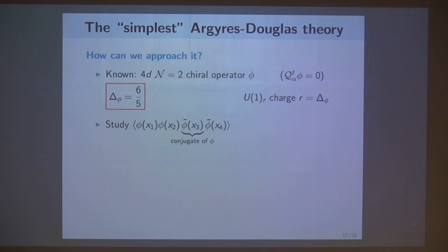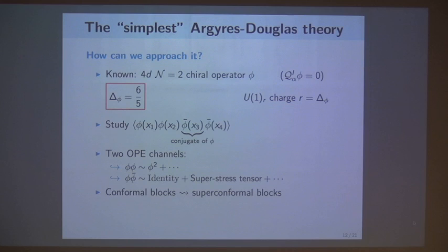To set it up, we will now have two different OPE channels. We can take the OPE between these two, like that, or between the operator and its conjugate. This is the channel where we will see the identity and the superstress tensor multiplet being exchanged. The only thing we need to do to apply the bootstrap machinery is go from conformal blocks to superconformal blocks, but they were already computed. They're actually only relevant in this particular channel here.